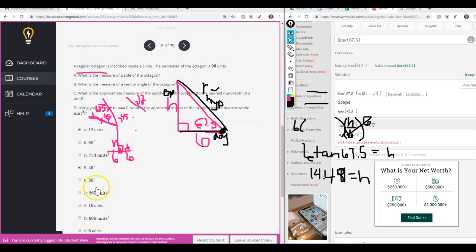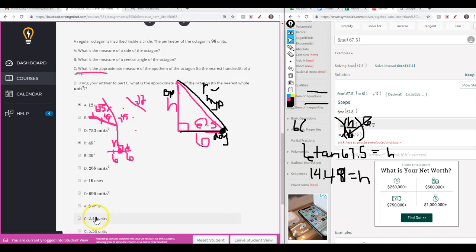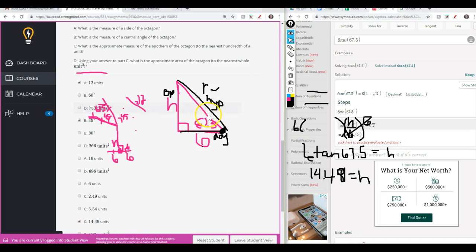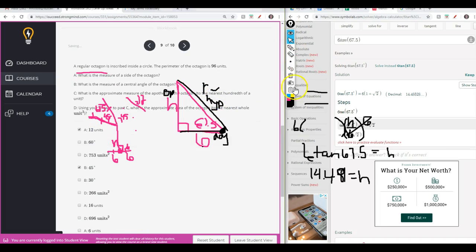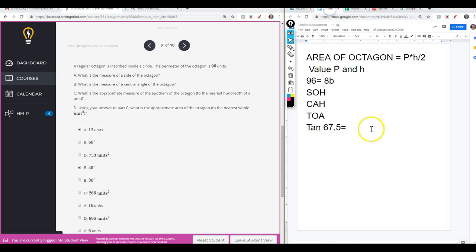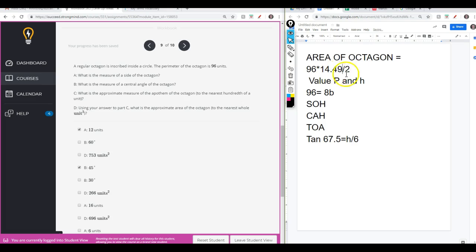So then for C, we would have 14.49 units for the height of the octagon. And now the last question: using your answer to part D, what is the approximate area of the octagon to the nearest whole unit squared? Well, remember the area of the octagon is the perimeter, which was 96, times the height, which we found out to be 14.49, divided by 2.